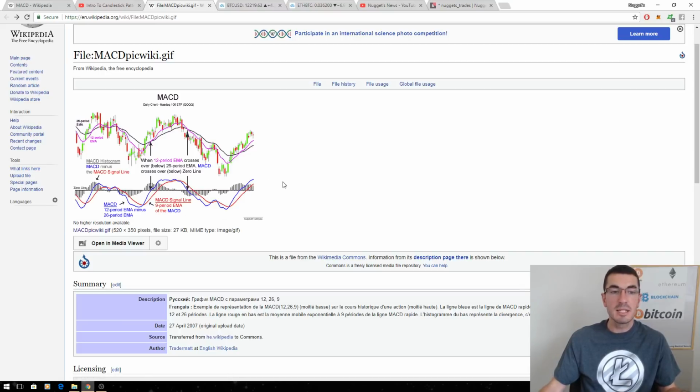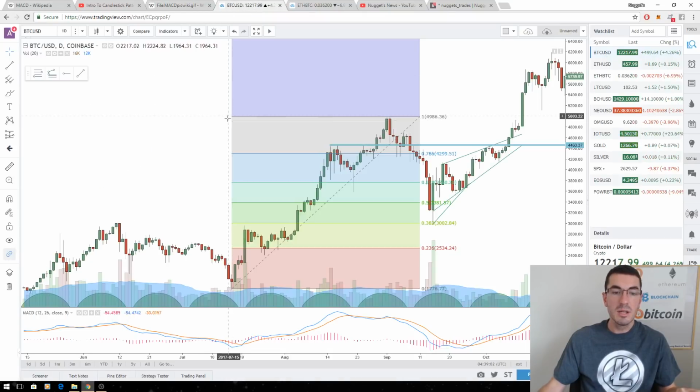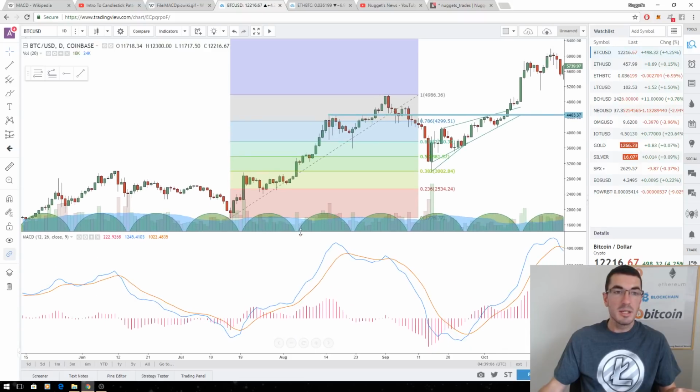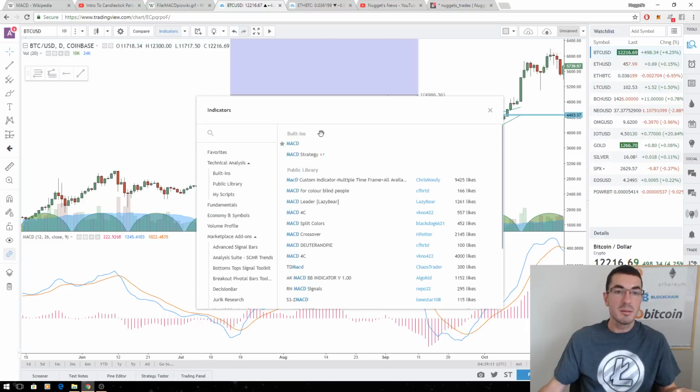Let's head over to the charts and give you some real world examples of how traders use the MACD to their advantage to identify changes in trends. So the first one here, if we grab the MACD and just expand that a little bit, you can get that indicator up by simply clicking up here and typing MACD.